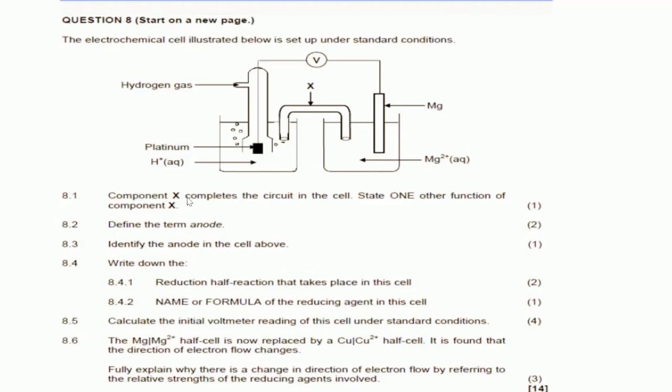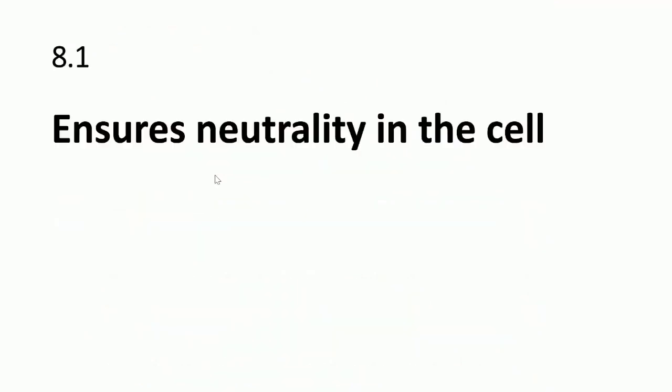Now 8.1 says component X completes the circuit in the cell. State one other function of component X. So what is one other function of the salt bridge? For 8.1, we say it ensures neutrality in the cell.